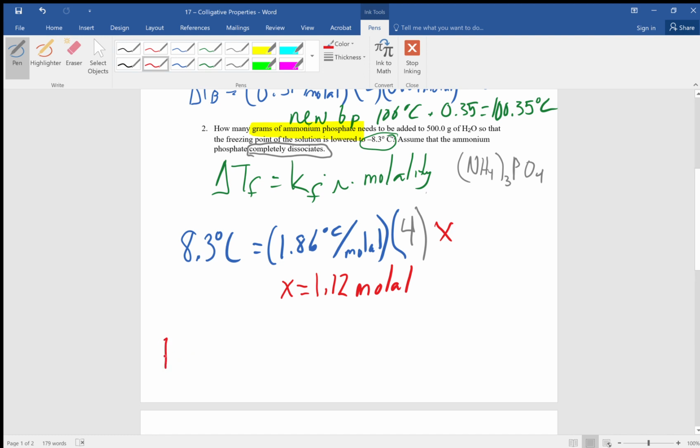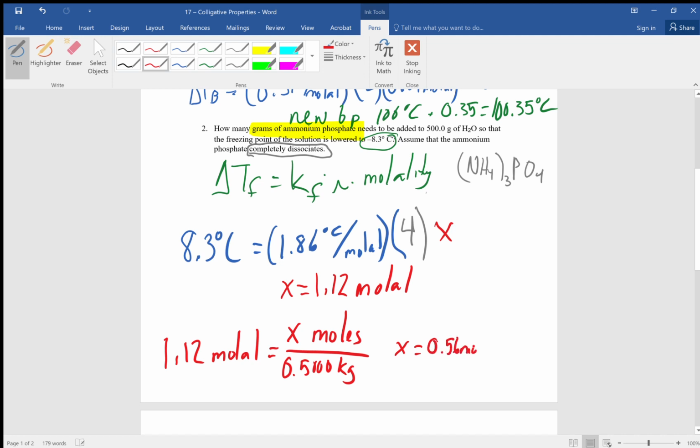So molality is equal to the number of moles, which again we don't know, over the mass of the solvent, which is 500 grams or 0.5 kilograms. And so we know then that X is equal to 0.56 moles.